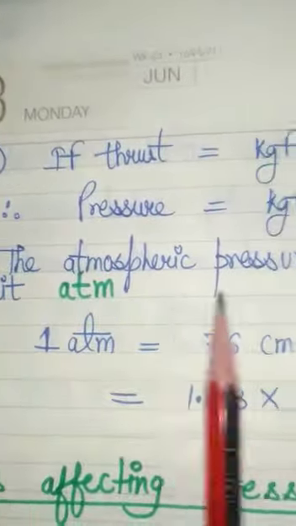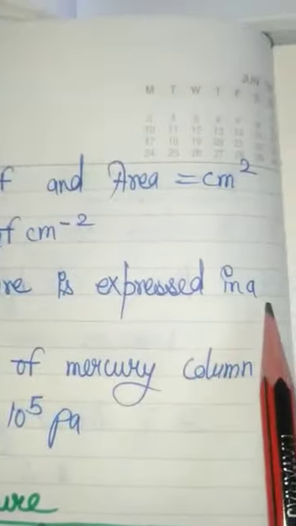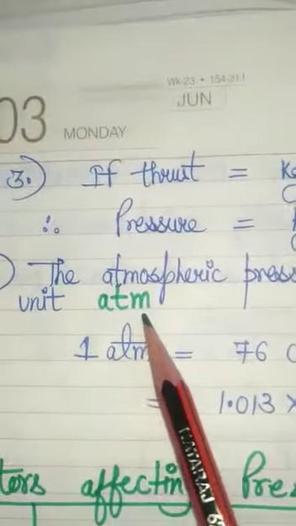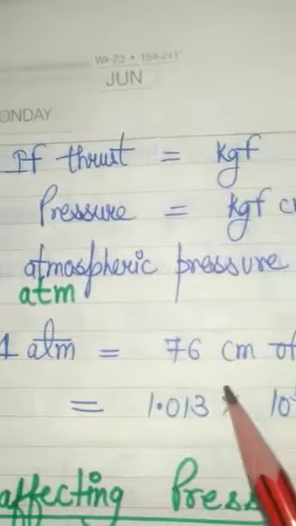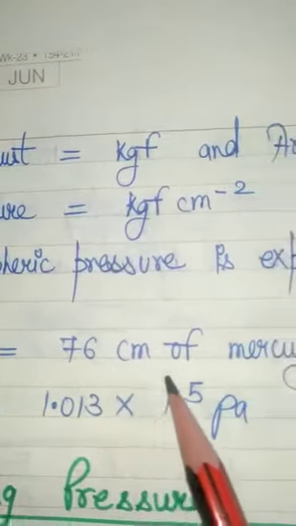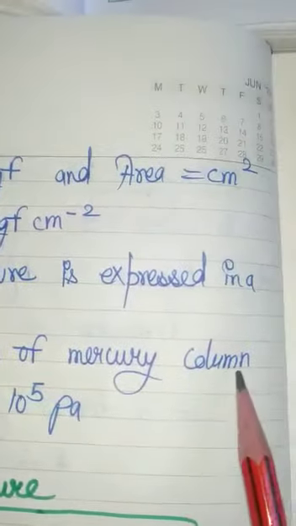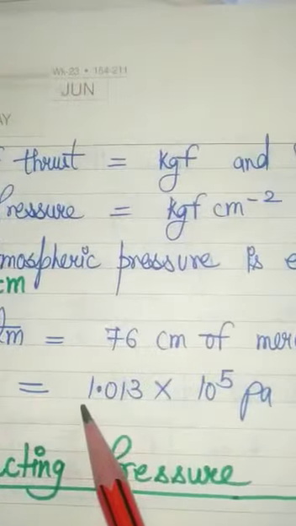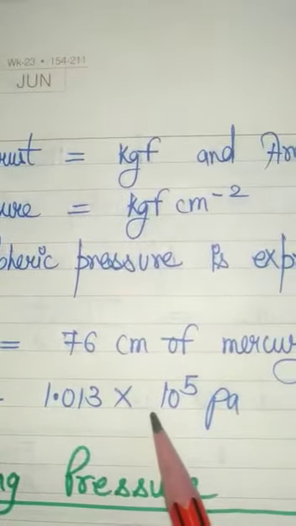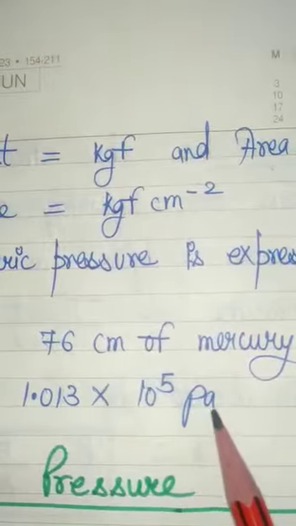Now the atmospheric pressure is expressed in a unit that is known as ATM. So 1 ATM is equal to 76 centimeter of mercury column, which is equal to 1.013 into 10 to the power 5 Pascal.